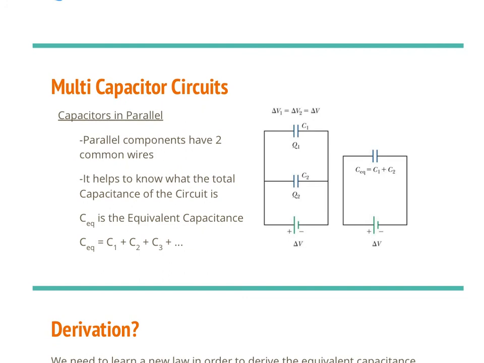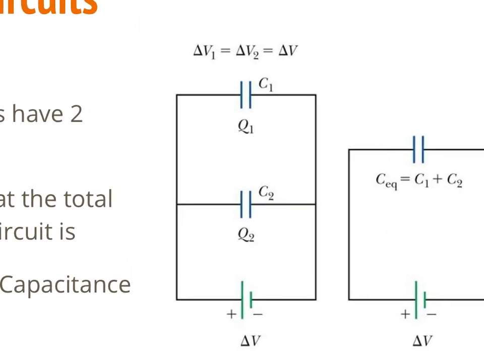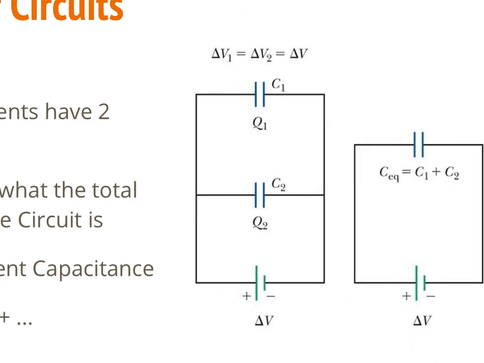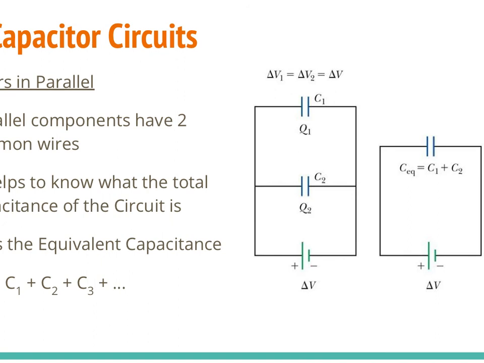Because we don't always just have one capacitor in a circuit. Sometimes there's two. Sometimes there's three. Sometimes there's more. This is a situation with two capacitors in the circuit. One battery, two capacitors. They are connected in a way that they have a shared wire on one side, and they have another shared wire on the other side.